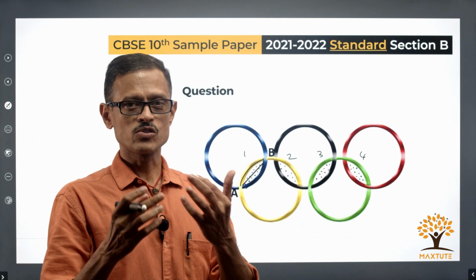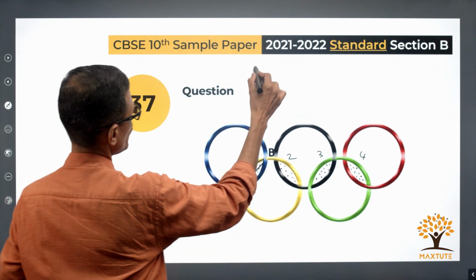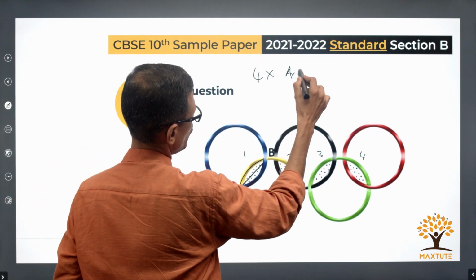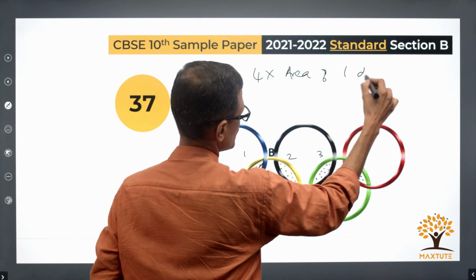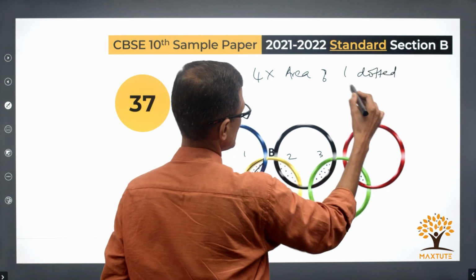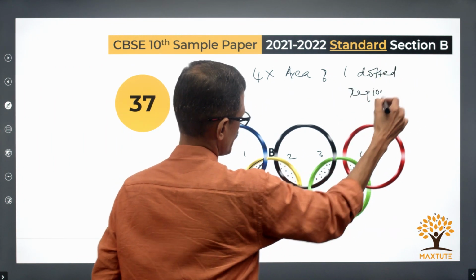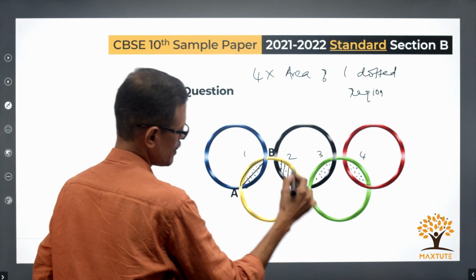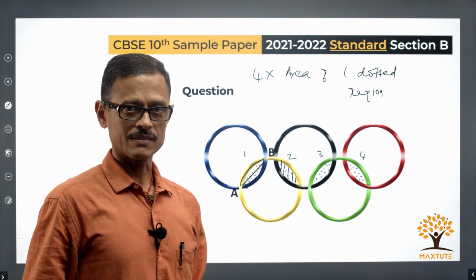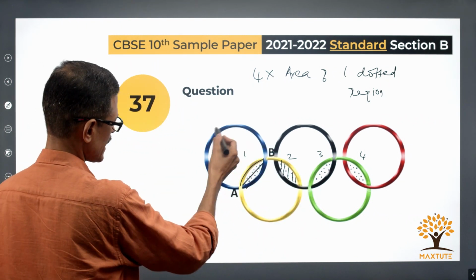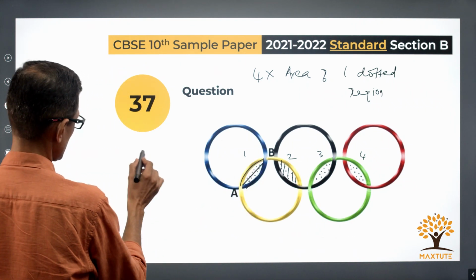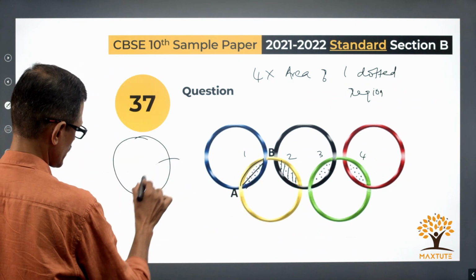Each of these dotted regions is going to have the same area. So 4 times the area of one dotted region is going to be the final answer that we are looking at. So if we can find out this area, multiplied by 4 it will give us the answer. Now let's just look at these 2 rings alone, right?